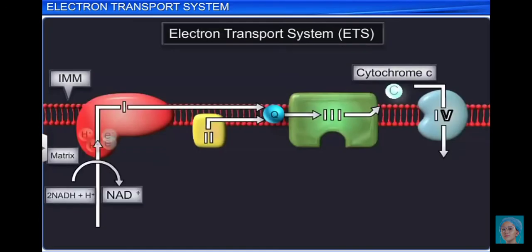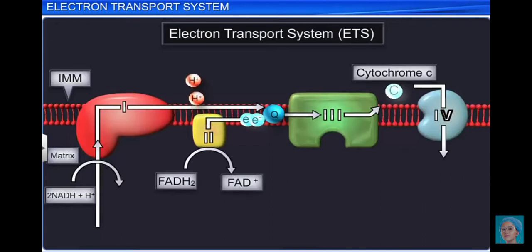Electrons from NADH plus H plus are transferred through complex 1 to ubiquinone, and protons are moved from the matrix of the mitochondria to the intermembrane space. In the same way, electrons from FADH2 are transferred through complex 2 to ubiquinone, and protons are moved from the matrix of the mitochondria to the intermembrane space.